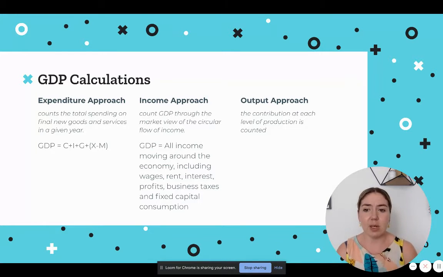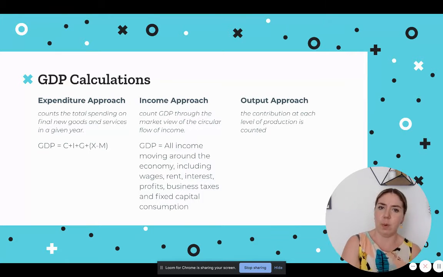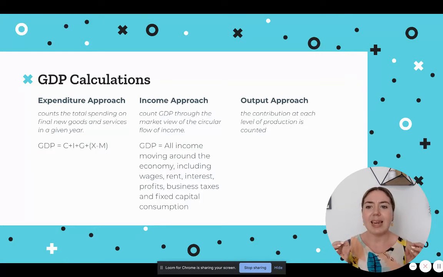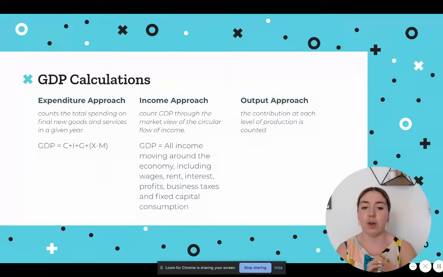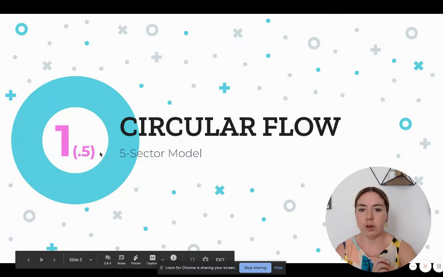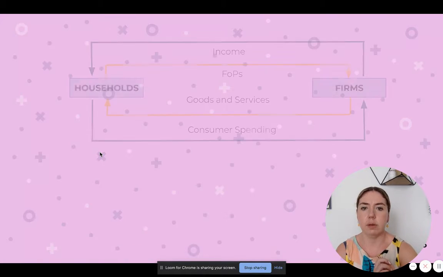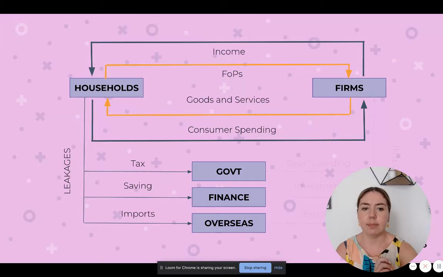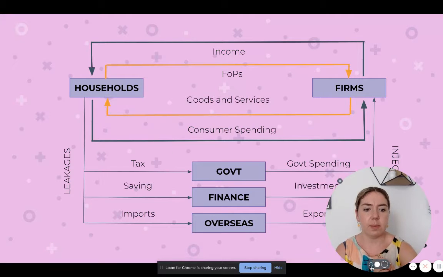And we calculate it using these 5 elements, okay? So we have our consumption, our consumer spending, investment, government spending, and then export revenue minus import spending, okay? Now, this should sound kind of familiar because it's just like our circular flow. I'm actually going to go back on my screen, right up to the circular flow, to our 5-sector model.